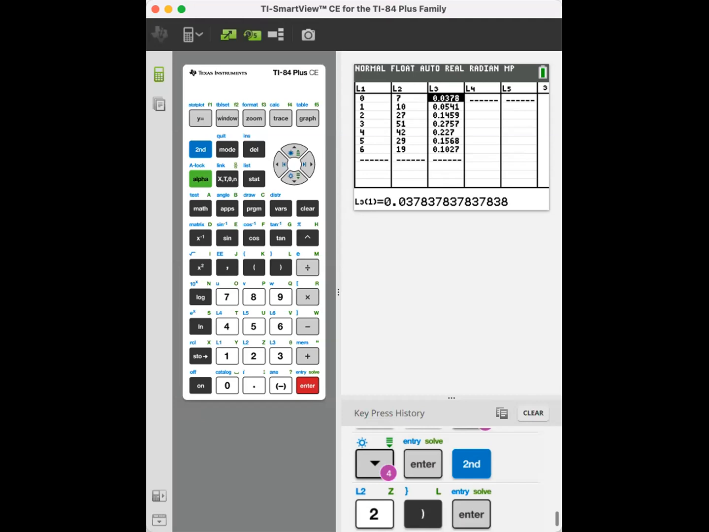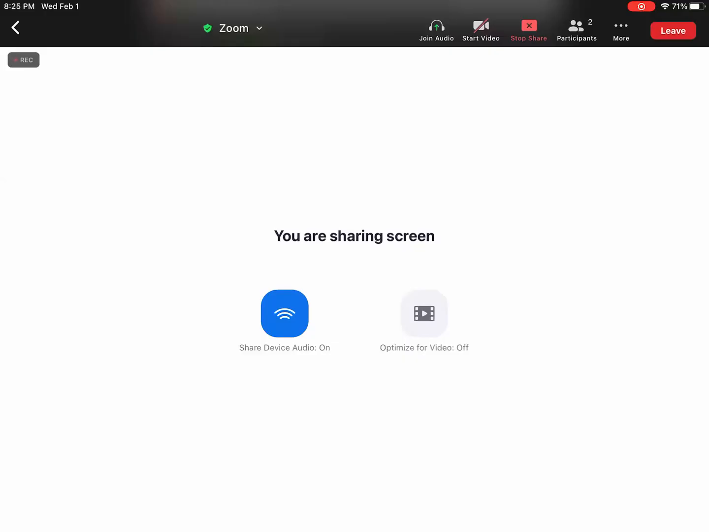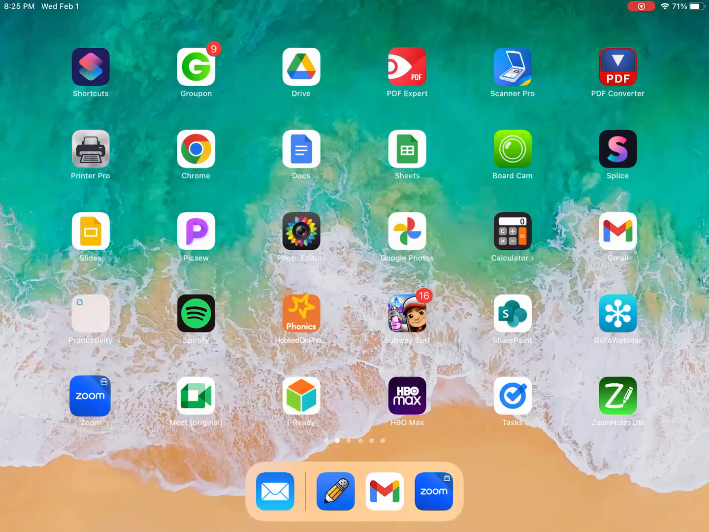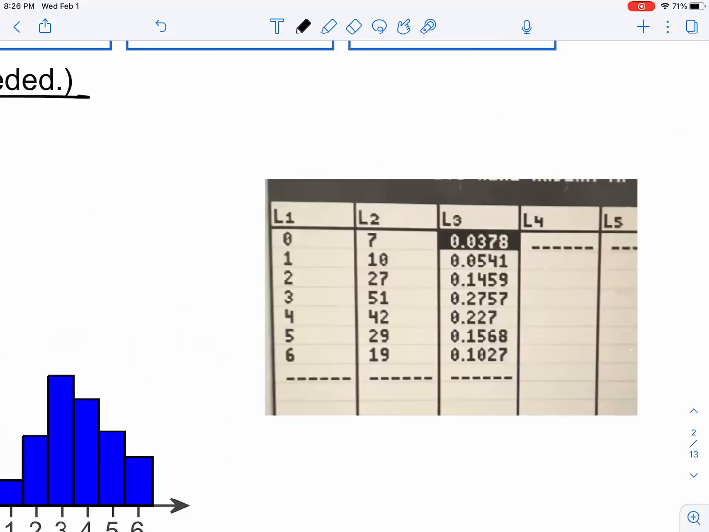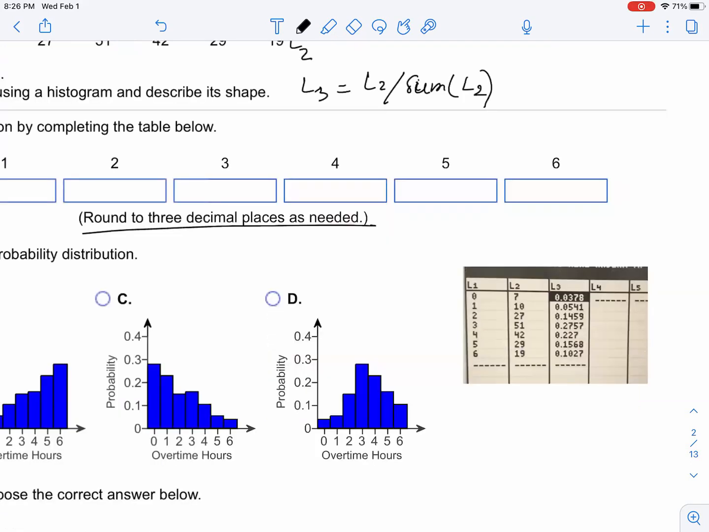Sharing my screen in 3, 2, 1. All right. So here goes our data. And now we have our probability distribution, and we can move on. I want us to get in a place where I can tell you, just go in your calculator, go to stat, edit, do this, do that, etc. This is where we want to go. So round to 3 decimal places.